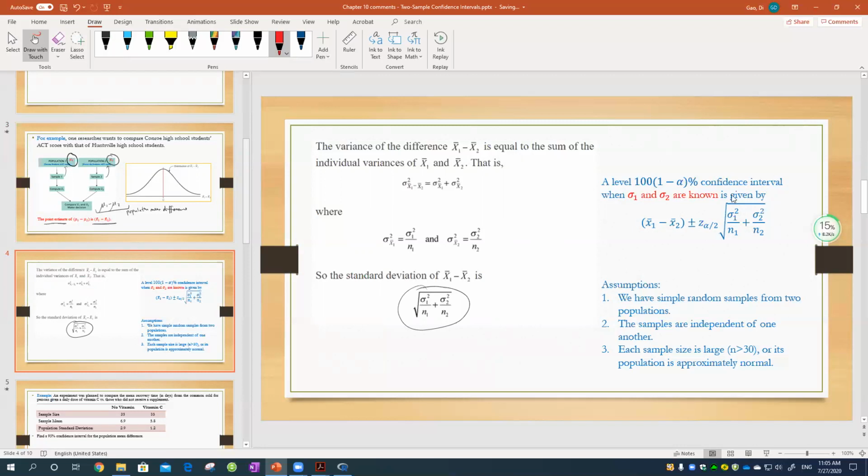We say this confidence interval is for when sigma 1 and sigma 2 are known. So now we still use the original population standard deviations. So when they're known, the confidence interval is going to be given, we actually can generate this ourselves, because confidence interval formulas always look like point estimate plus or minus critical value times standard error.